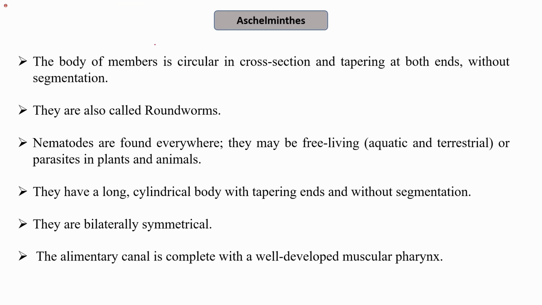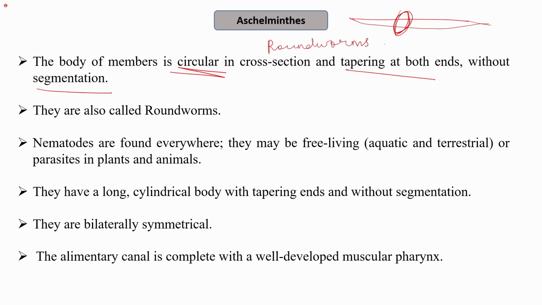The body of members is circular in cross section and tapering at both ends. It is tapering at both ends, but when you perform a cross section, it is circular in nature. Therefore, they are called round worms, without segmentation. They do not have any metamerism or segmentation. They are also called roundworms.